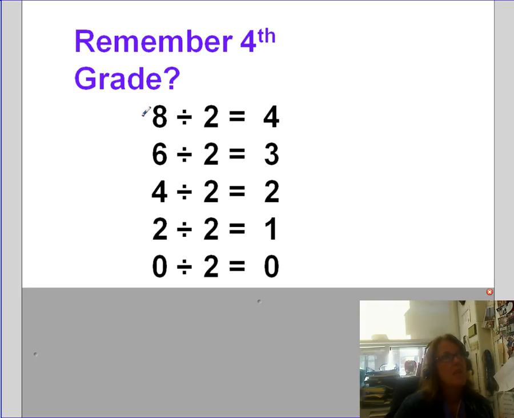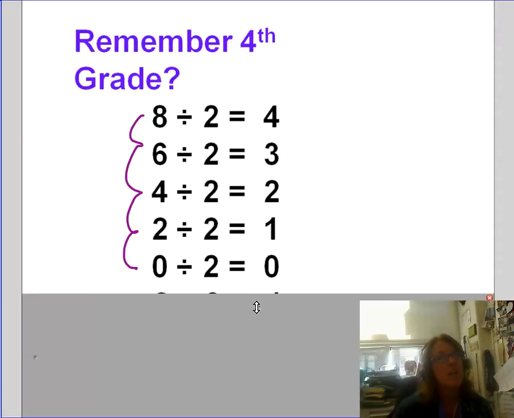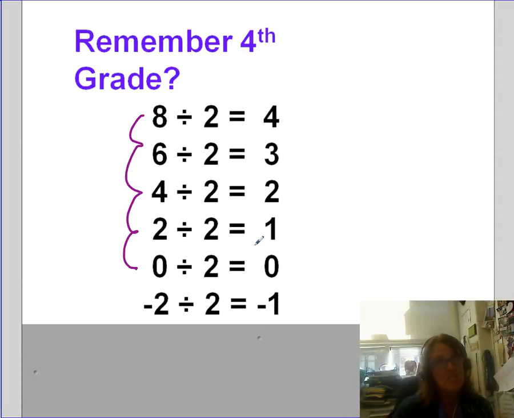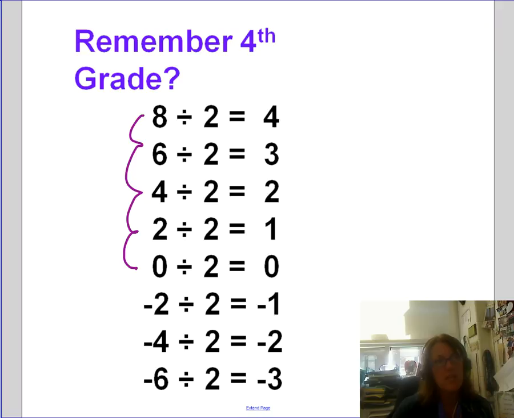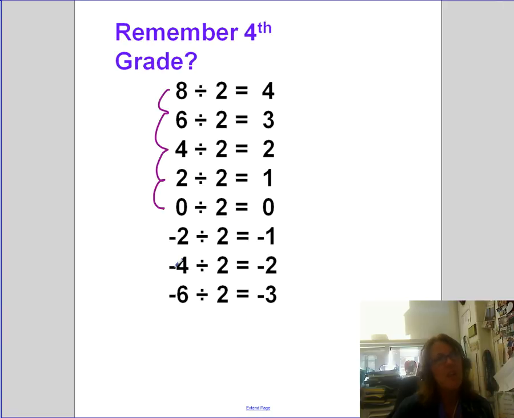Okay. 8, 6, 4, 2. Well, logically, what would come next in my list should now be 8, 6, 4, 2, 0, and then -2. -2 divided by 2 should give me, after 4, 3, 2, 1, 0, -1. Yes. And if I kept going and I chose negative 4 divided by 2, that would give me negative 2. And if I chose negative 6, I would get negative 3, and so on. This pattern keeps going.